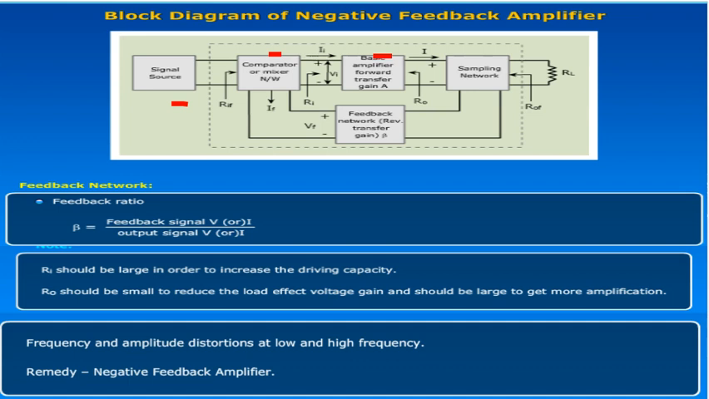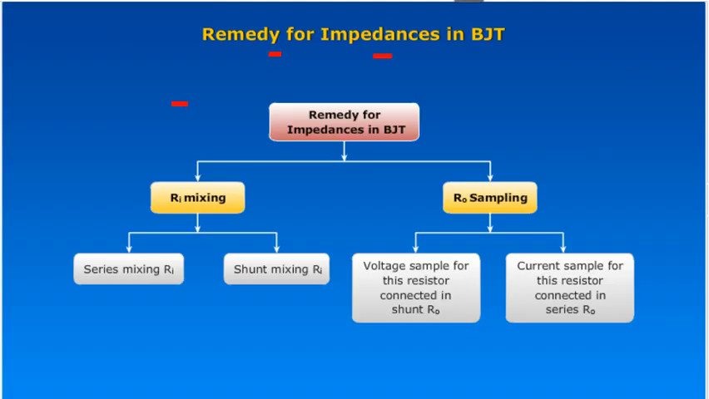In this feedback amplifier you have some important notes. The input resistance Ri should be large in order to increase the driving capacity, and the output resistance Ro should be small to reduce the loading effect on the load resistor RL. The frequency and amplitude distortions at low and high frequency have to be reduced. To increase the input resistance and reduce the output resistance of an amplifier, the remedy we use in feedback amplifiers is the mixer circuit and the sampling circuit.